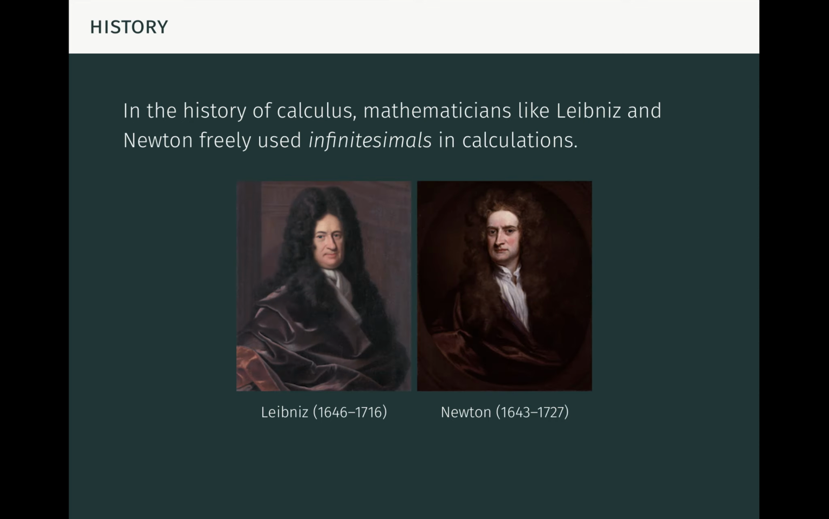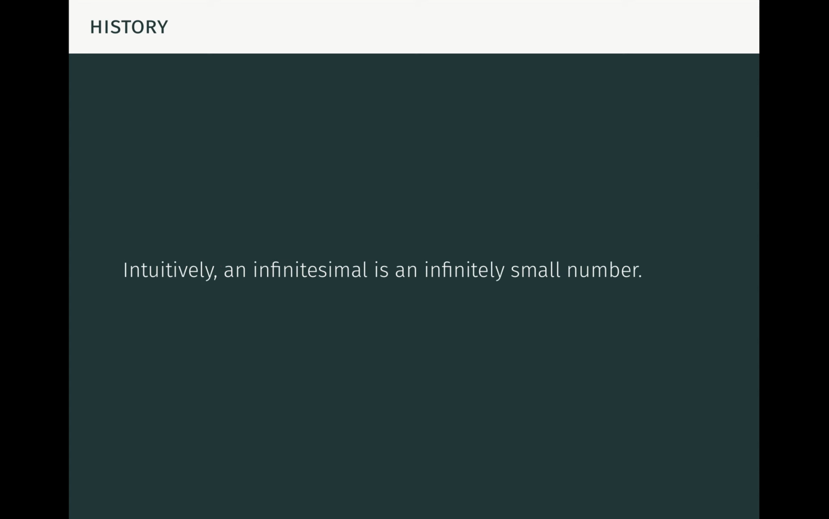So first, let's cover a little bit of history. As a warning, I am not a historian, so this is a little bit oversimplified. In the history of calculus, mathematicians like Leibniz and Newton freely used infinitesimals in calculations. Now, an infinitesimal is intuitively just an infinitely small number.